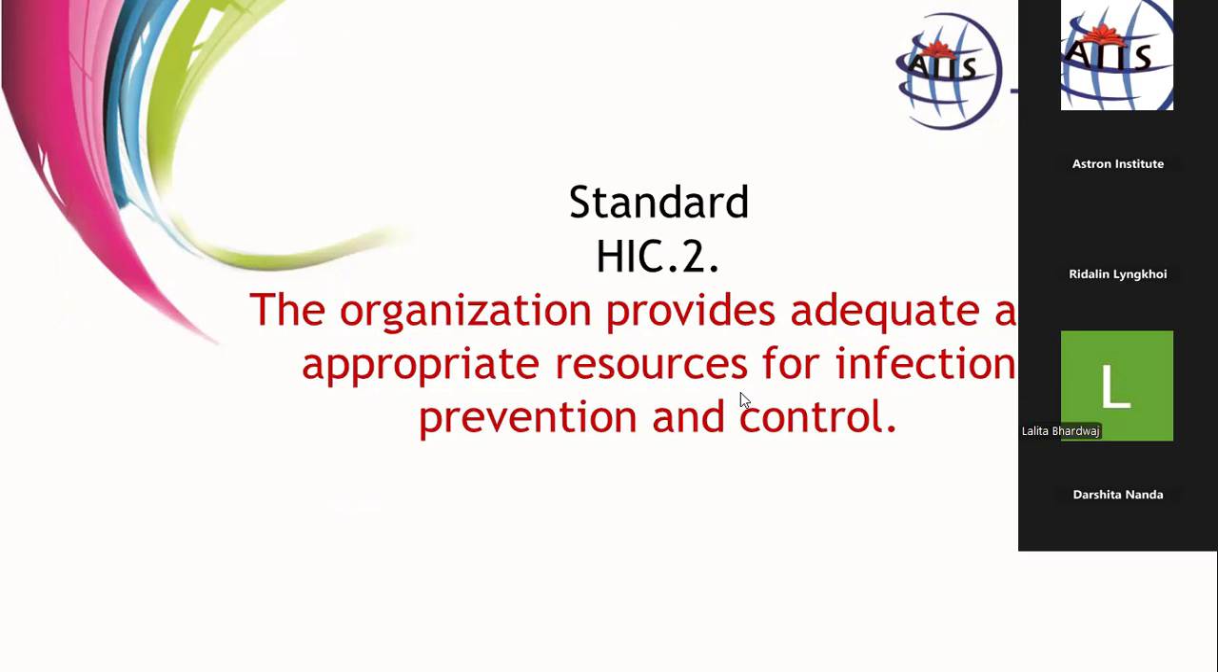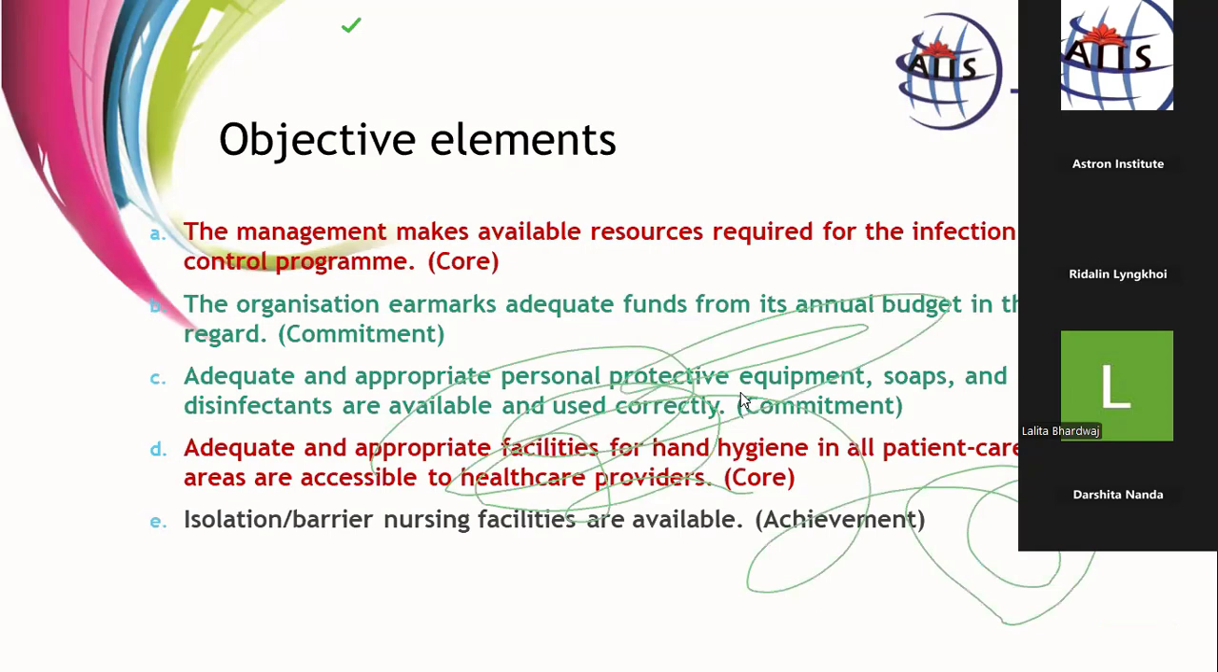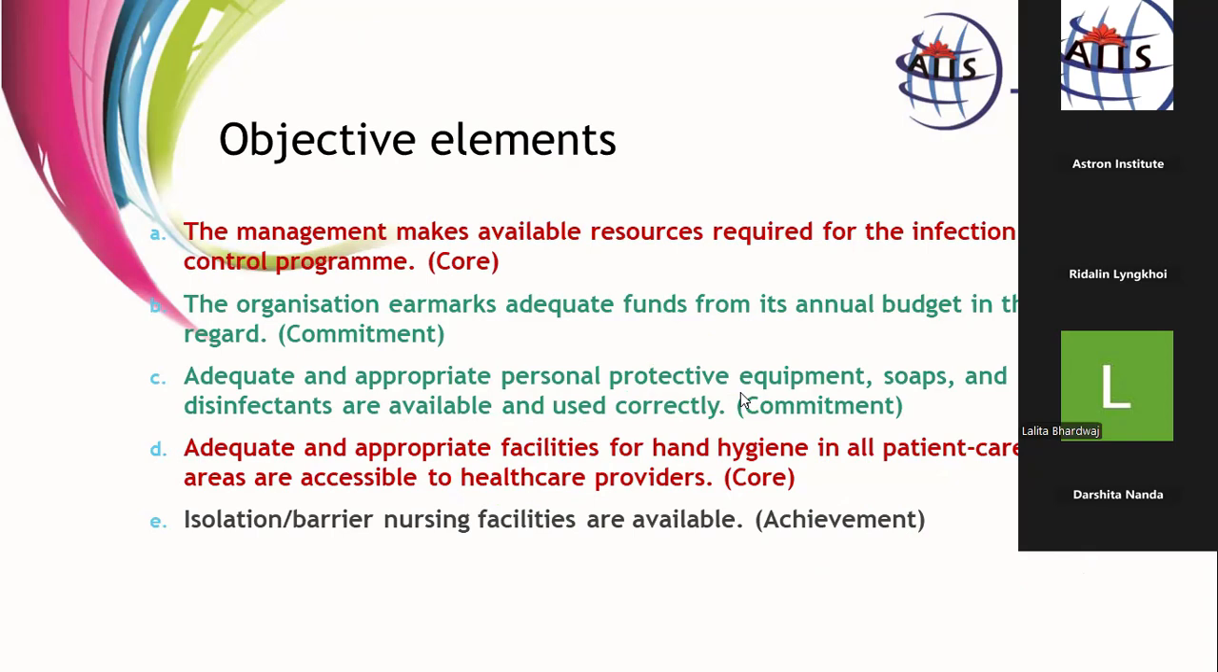Second is the organization provides adequate and appropriate resources for infection prevention and control. Now, the first element is the management makes available resources required for the infection control program. This is the core element. In this core element, the management heads decide a proper budget and the proper program which will be used for reducing the infection. So the management will provide you the manpower and the inventory of material resources also. It will be ensured by the management, because they will provide you a particular budget for that particular use of reducing the infection.